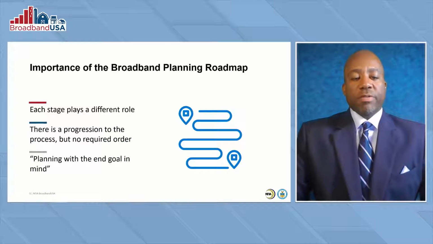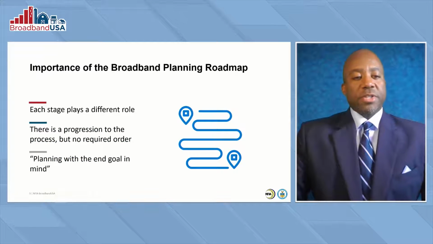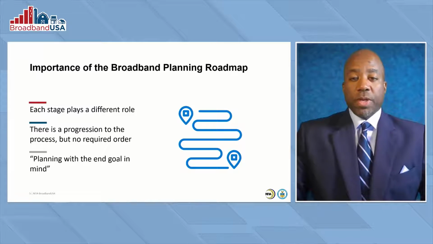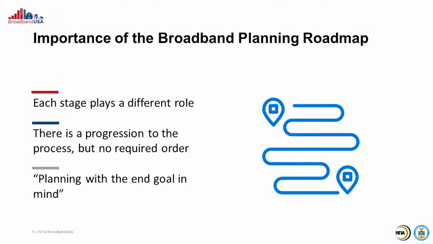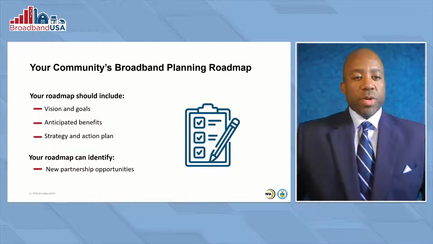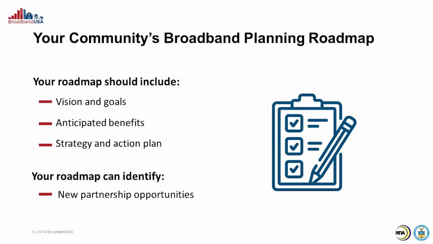Again, the importance of planning generally, you need to understand that each stage plays a different role. There is a progression to the process, but no required order. And it's really going to depend on the level of sophistication and engagement of each community. And you always plan with the end goal in mind. So in working with the community, the base roadmap should include three things: vision and goals, anticipated benefits, some type of strategy and call to action.